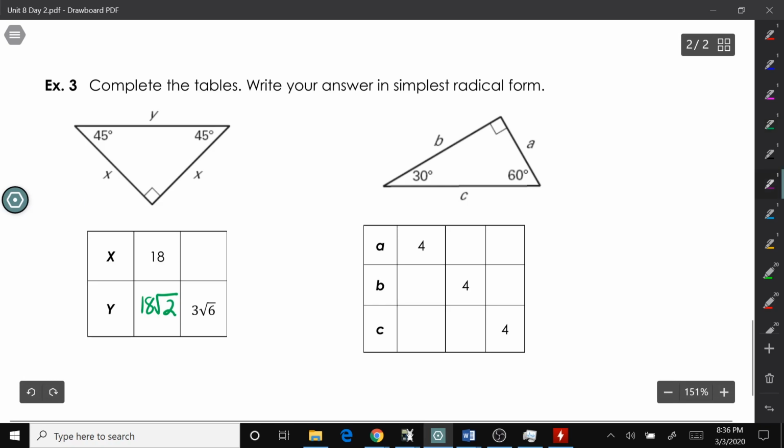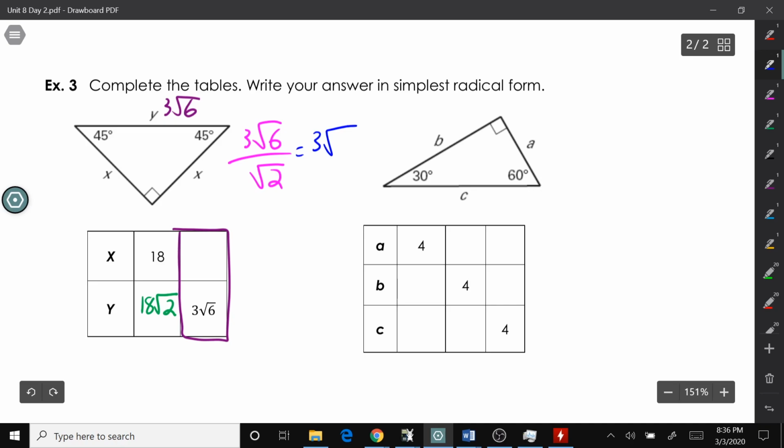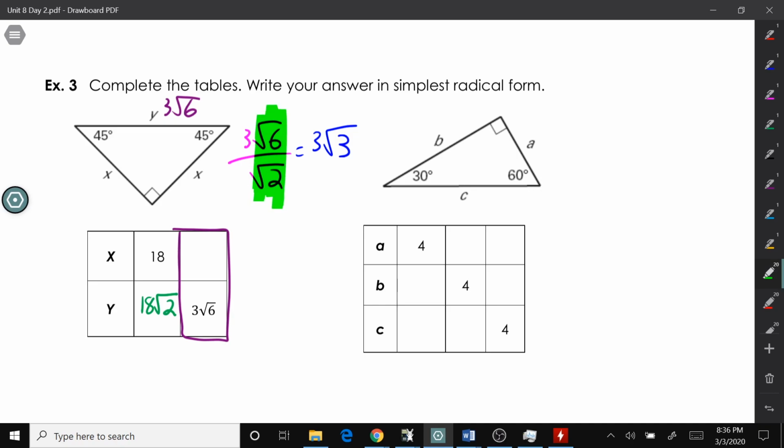Alright, then the second column says if we're given that y is 3 times the square root of 6, what does the other side have to be? So we're going backwards. So we're trying to find the leg. So we need to do 3 times the square root of 6 divided by the square root of 2. And what this will equal is 3 times the square root of 3, because we can combine these and say the square root of 6 divided by the square root of 2, that's just going to be the square root of 3. So this will be 3 times the square root of 3.